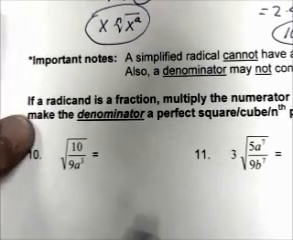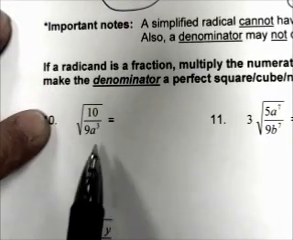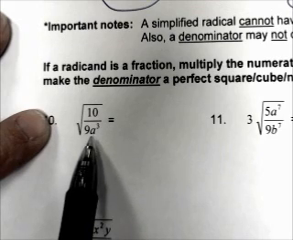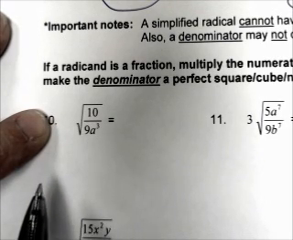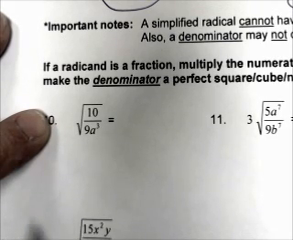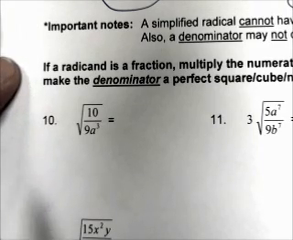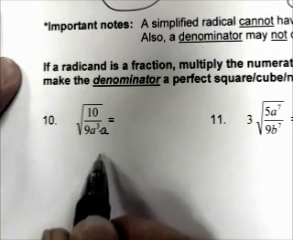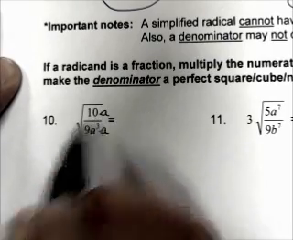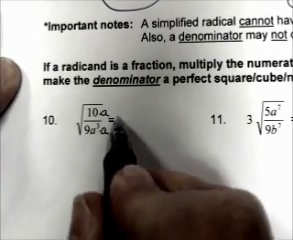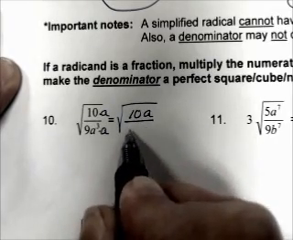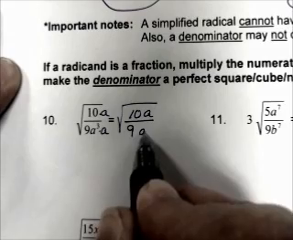All right, so if we focus on the denominator, I see that 9 is a perfect square, right? And a to the third is not perfect. So we need to bring it up to a perfect square. So if we multiply by a, when we do the denominator, we need to do the numerator. Then we'll end up with the square root of 10a over 9a to the fourth.